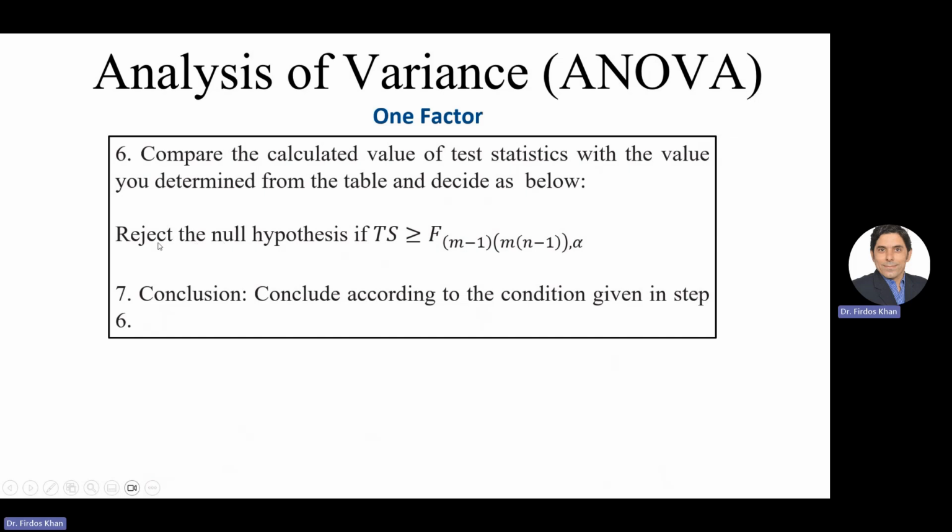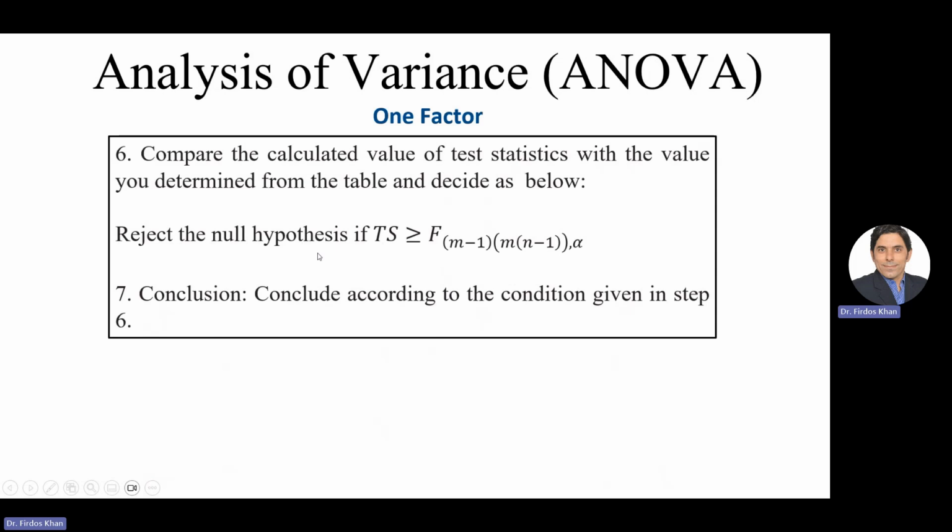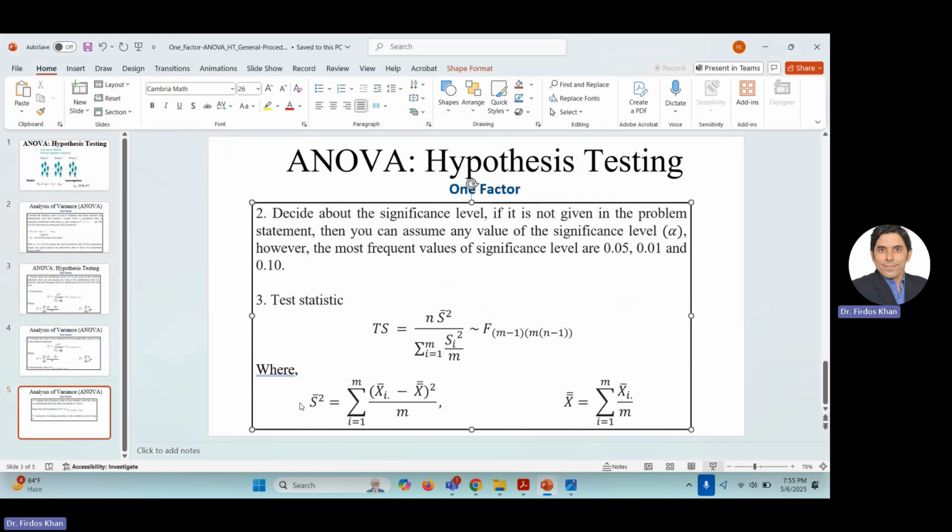The decision should look like this. Reject the null hypothesis if F TS is greater than or equal to F. You know this one. F TS is greater than or equal to this value, reject the null hypothesis. Otherwise, accept the null hypothesis. In conclusion, the last step, conclude according to the condition given in step 6. So whatever the condition is, if this is satisfied, then we will say, okay, we have enough information to reject the null hypothesis. And if the TS is less than this value, then we will say, okay, we have no sufficient information to reject the null hypothesis.